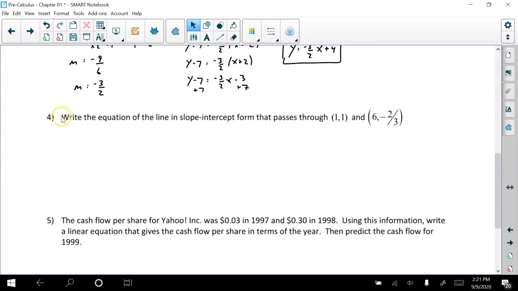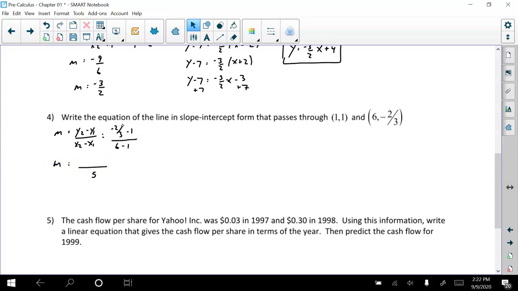Problem number 4. This one's fun because of the fractions. Still starting the same way. We have 2 points. We need to find the slope. y2 minus y1 over x2 minus x1. Negative 2/3 minus 1 over 6 minus 1. Now, the denominator is easy. 6 minus 1 is 5.